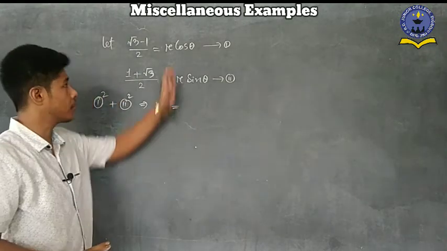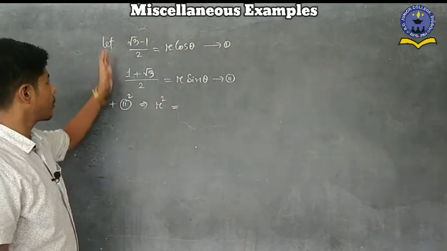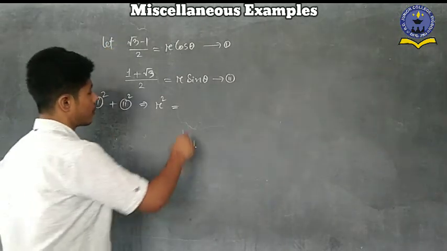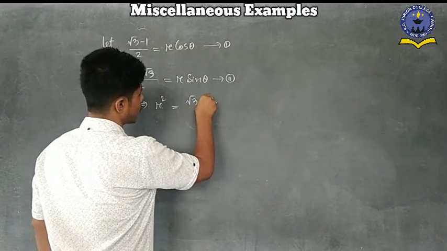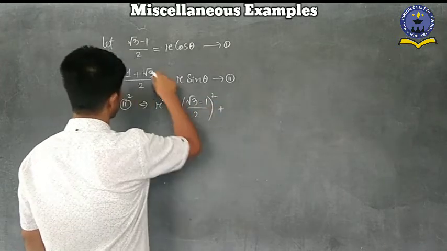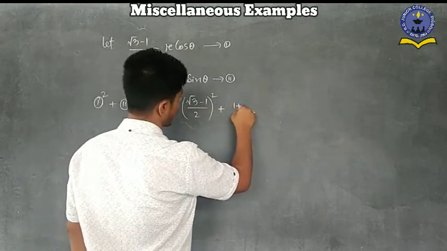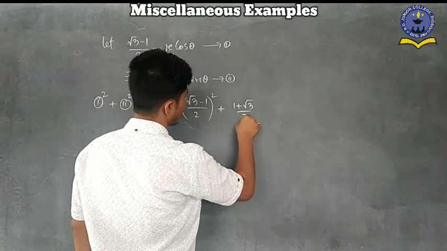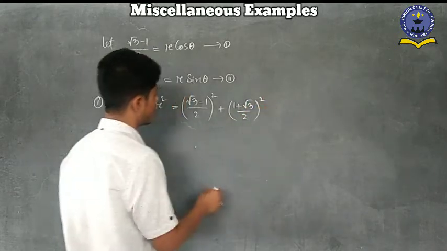Is it clear? So this part we have to write on the left hand side. Now in the right hand side part, this one is what you have to write? Root 3 minus 1. So ((root 3 minus 1) by 2) whole square plus this one we write (1 plus root 3). So (1 plus root 3) divided by 2 whole square. So this is all we get.